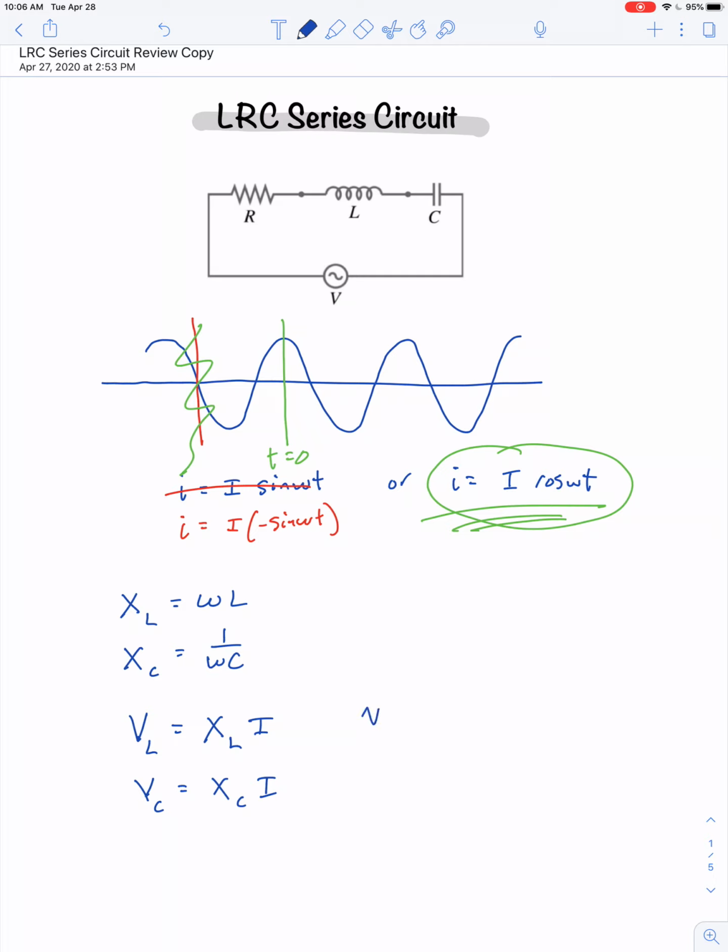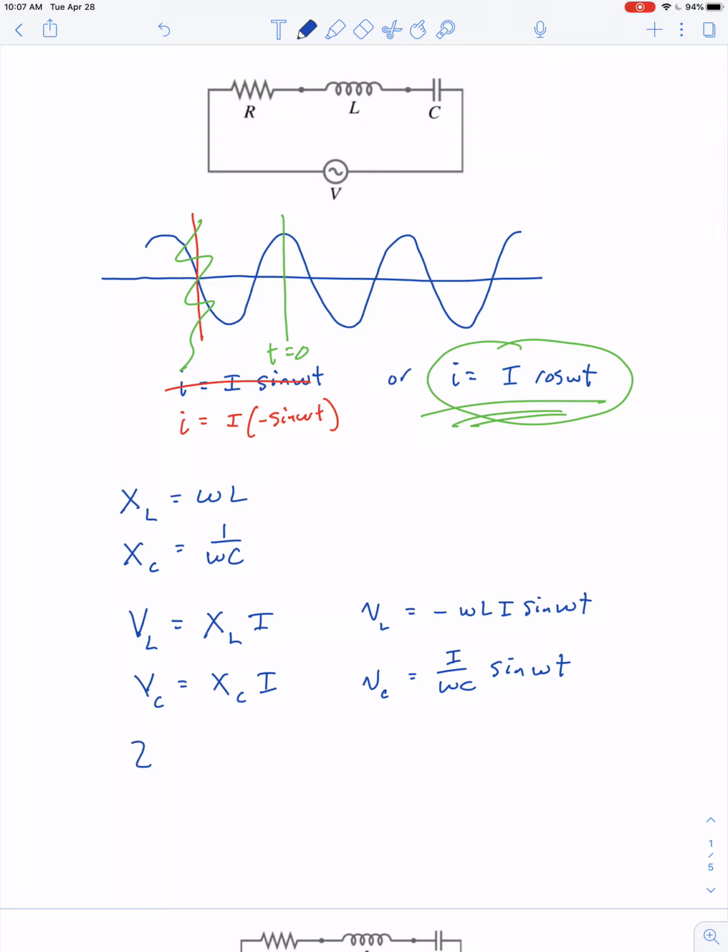The instantaneous voltage across the inductor is equal to negative omega L I sine omega t. The instantaneous voltage across the capacitor is I divided by omega C sine omega t. The impedance of the entire circuit is equal to the square root of R squared plus the difference between inductive reactance and capacitive reactance, quantity squared.